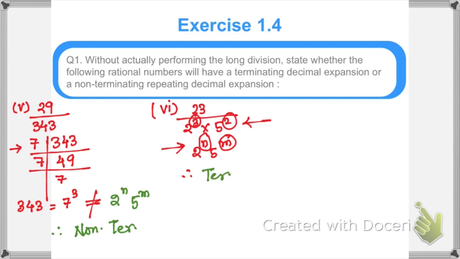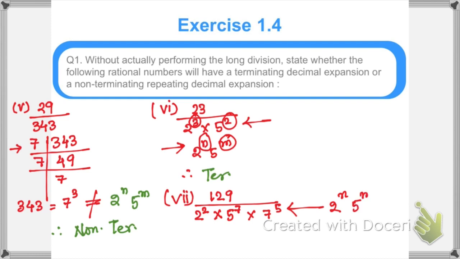Moving on to the next question, question number 7. You have been given 129 by 2 square into 5 to the power 7 into 7 to the power 5. So here the denominator is of the form 2 to the power n 5 to the power m. 2 and 5 is present, but along with them there is again something more, that is 7, and 7 to the power z I am assuming.